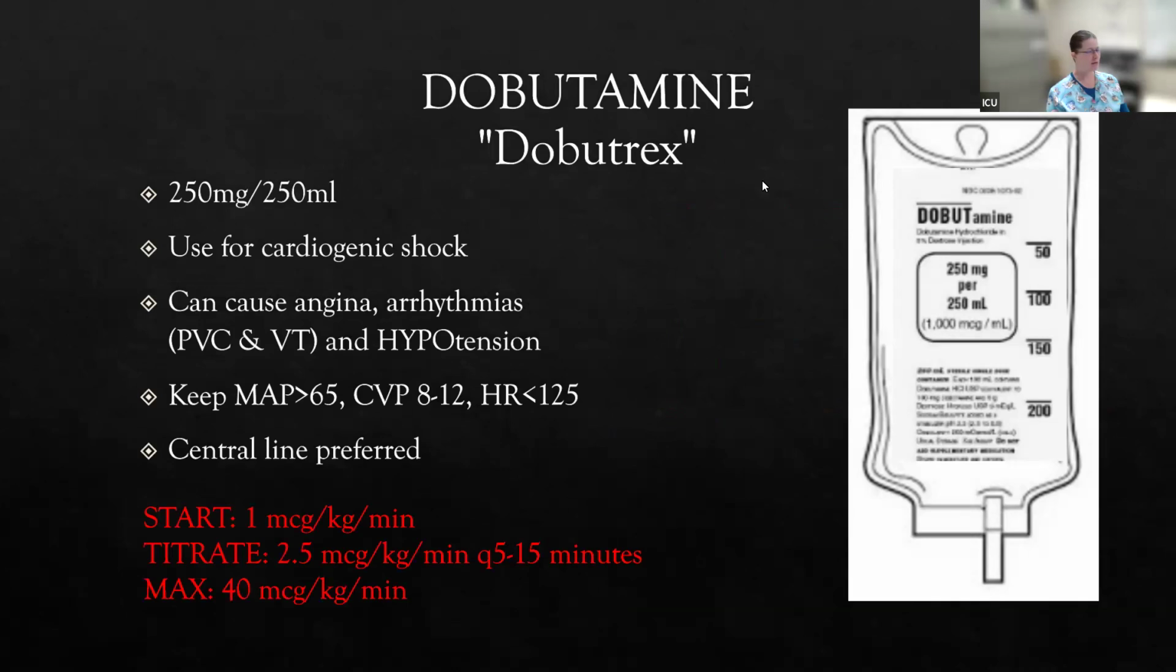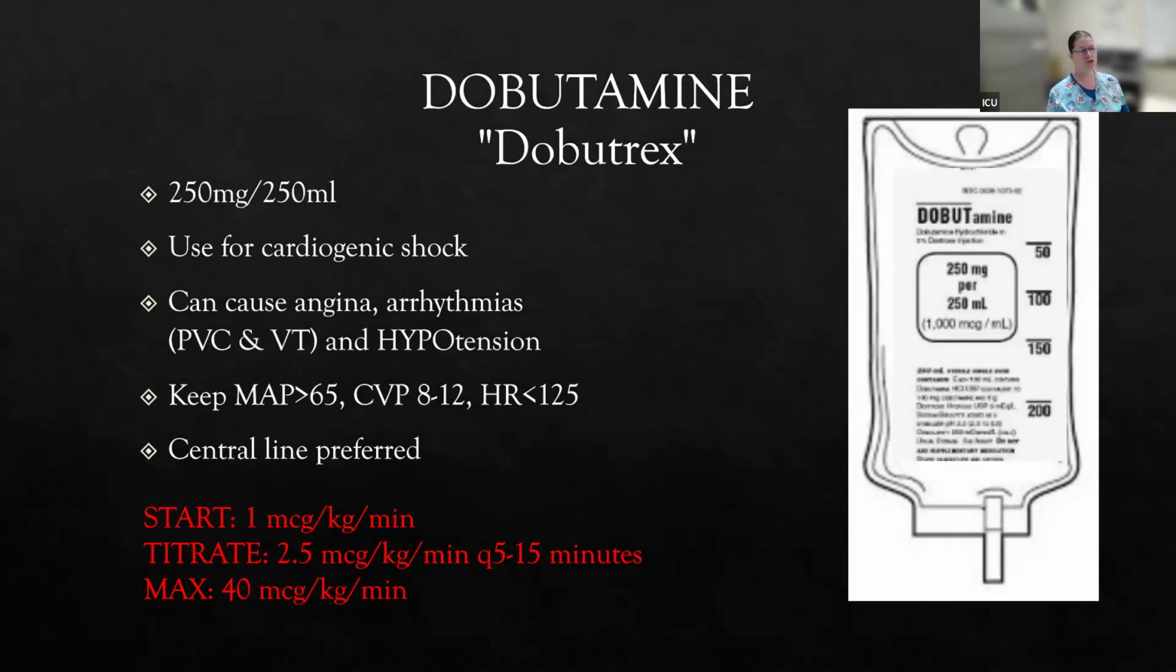Dobutamine is kind of a funny drug because it can cause multiple things and it's used for multiple reasons. It's a 1-to-1 concentration usually, so 250 milligrams in 250 mLs. I also want you to think about cardiac for dobutamine. It's a cardiac kind of drug, usually used for cardiogenic shock or heart failure. It can cause angina, it can cause arrhythmias. PVCs and VTAC are very common. It can also cause hypotension because dobutamine makes the heart pump stronger, like it helps it along, again, like a personal trainer. But instead of vasoconstricting like dopamine does, it vasodilates.